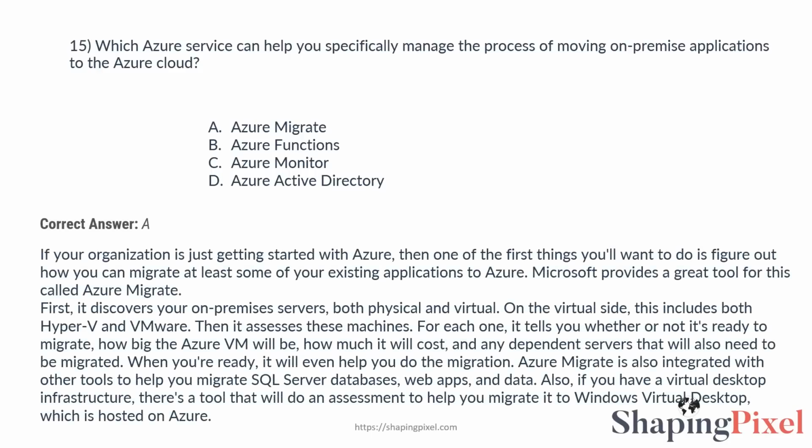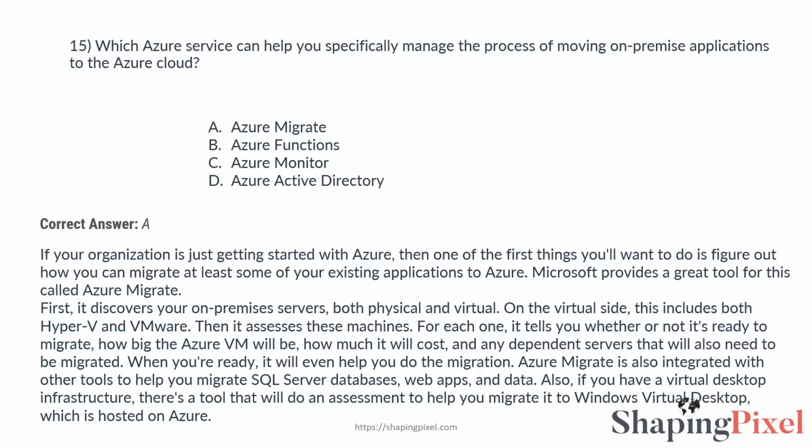If your organization is just getting started with Azure, then one of the first things you will want to do is figure out how you can migrate at least some of your existing applications to Azure. Microsoft provides a great tool for this called Azure Migrate. First, it discovers your on-premises servers, both physical and virtual. On the virtual side, this includes both Hyper-V and VMware.